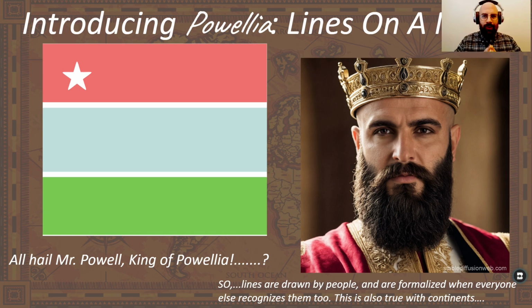So lines are drawn by people and are formalized when everyone else agrees to them too. Okay? If everyone agrees that, okay, this is Powellia, Mr. Powell, you're the king of Powellia, we will recognize your sovereign power and you can run your country as you wish, then cool. But if they're like, no, this is still Australia, you can't do that, then they might have a chance of taking it back, right? They've got a shot at least. I mean, I'm only one guy, so they probably have a shot.